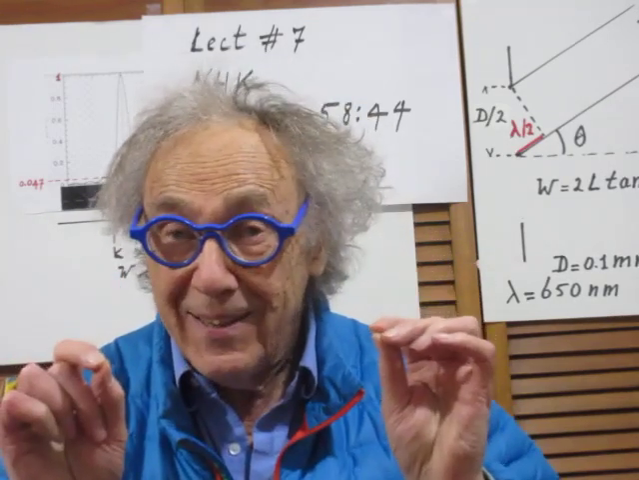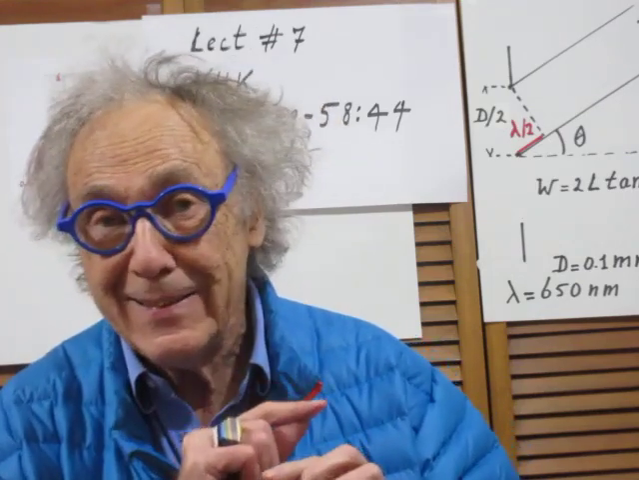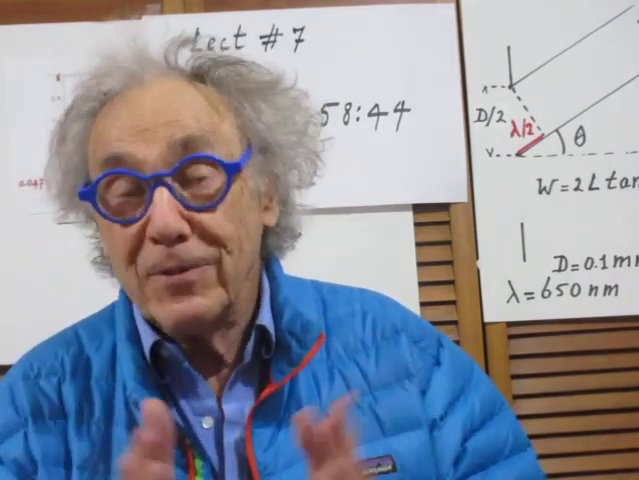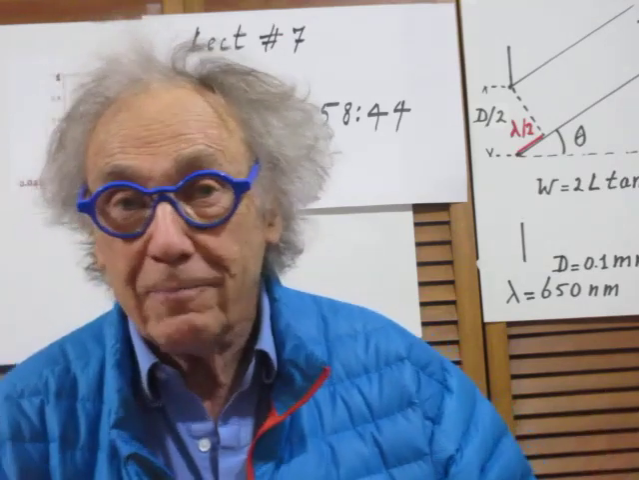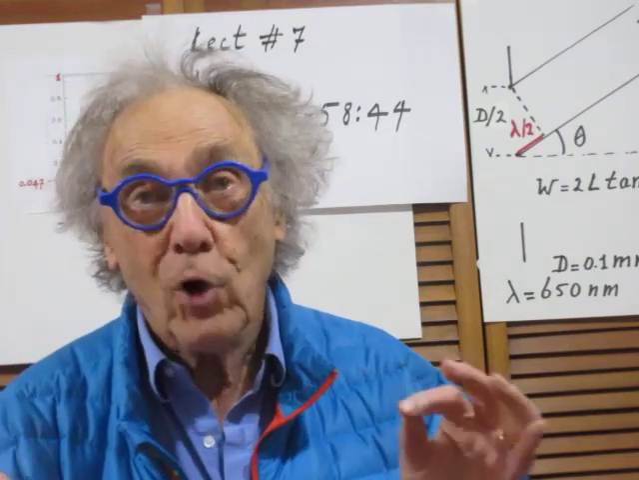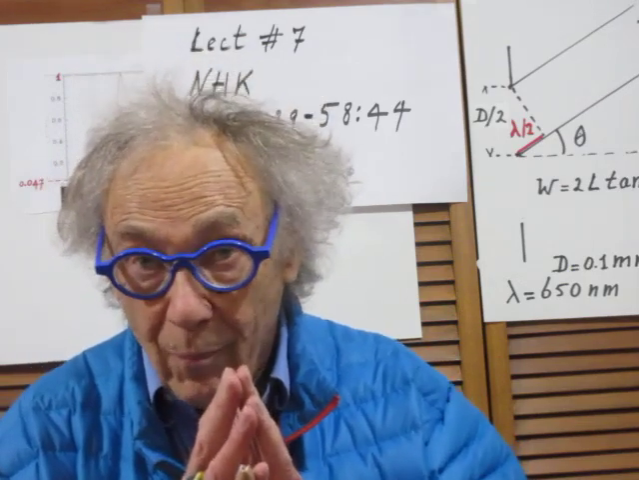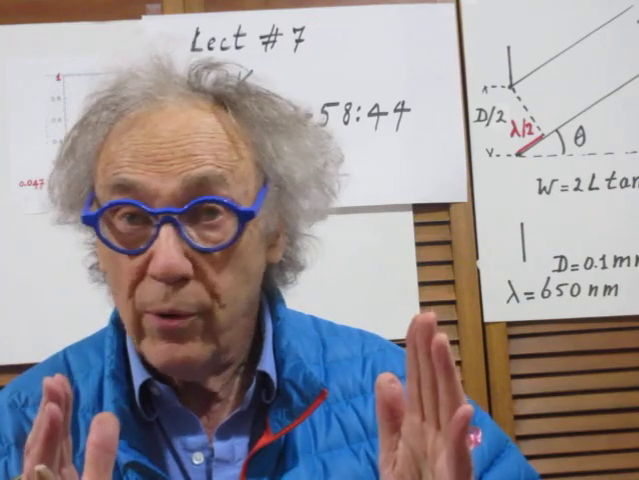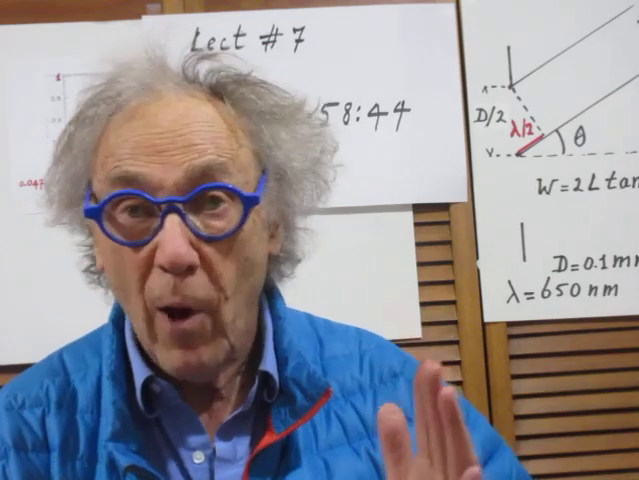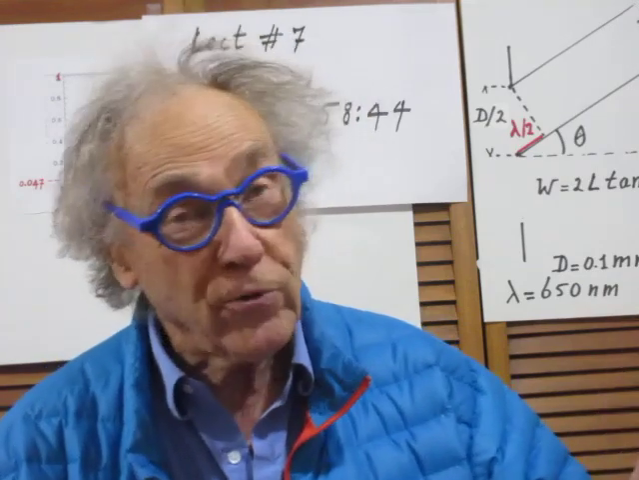What you will see, since the sine of theta is lambda divided by d, is that if you make d smaller and smaller, the angle theta will become larger and larger. And you will see in a very dramatic way how large W, which is the distance between the two destructive interference points, number one, becomes enormously large. It's worth watching.